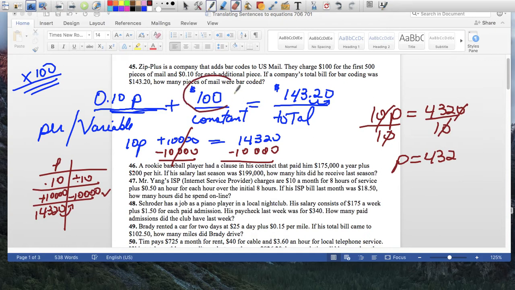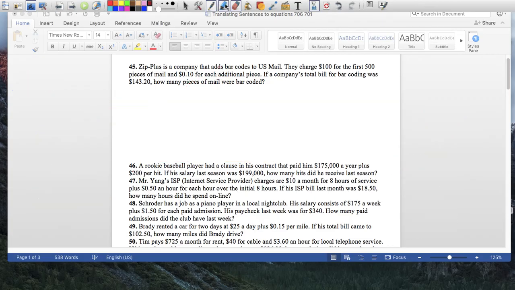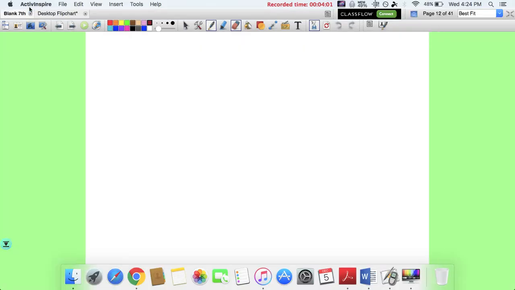Well, this $100 represents the first 500 pieces of mail. So I know I had 500 pieces here, plus this, the P ended up being 432. So how many pieces in total? Well, it's 500 plus 432, and that gives me 932 pieces of mail that I had barcoded. Please tell me this makes sense. Yes, it does.